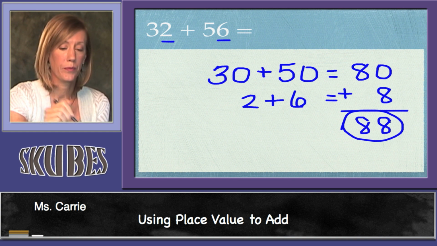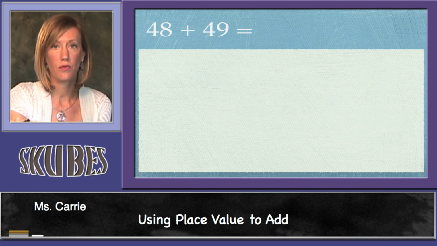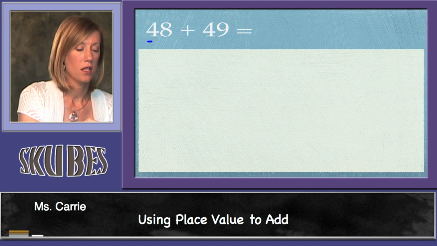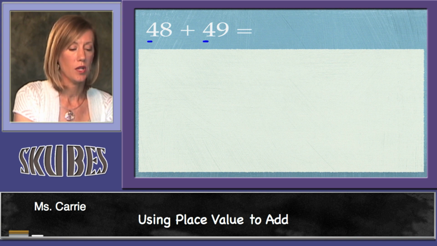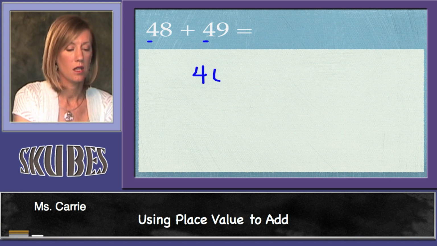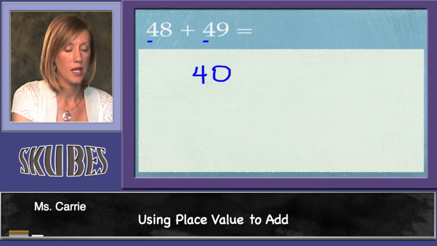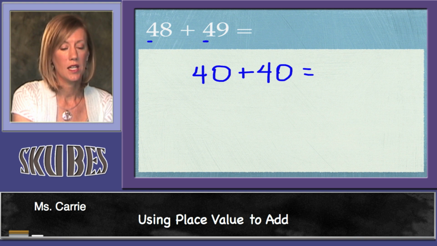Let's try another one. Here we have 48 plus 49. Well, let's look at the tens first. So 48 would be 40, and 49 would be 40 as well. We know that 40 plus 40 is 80.